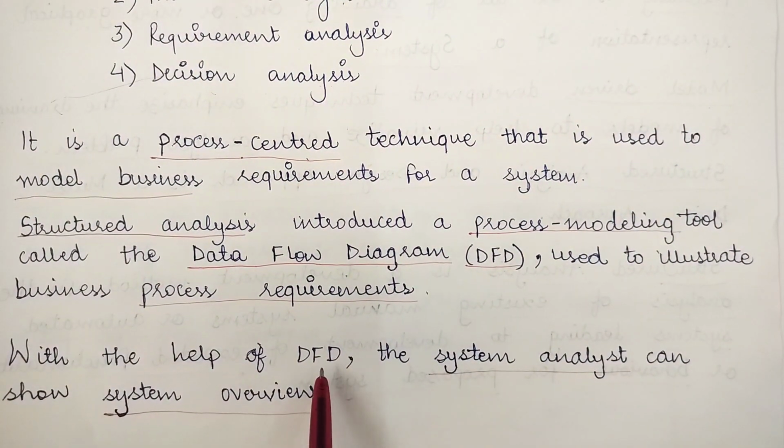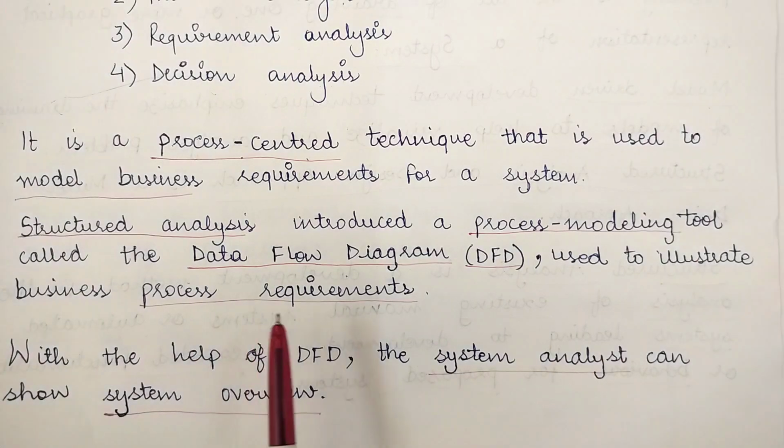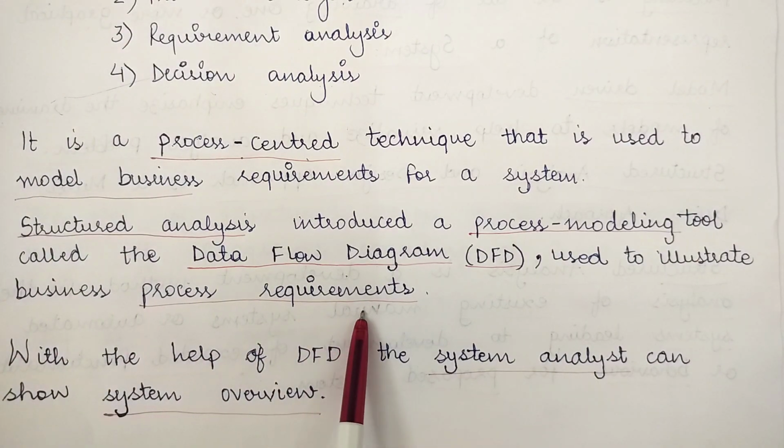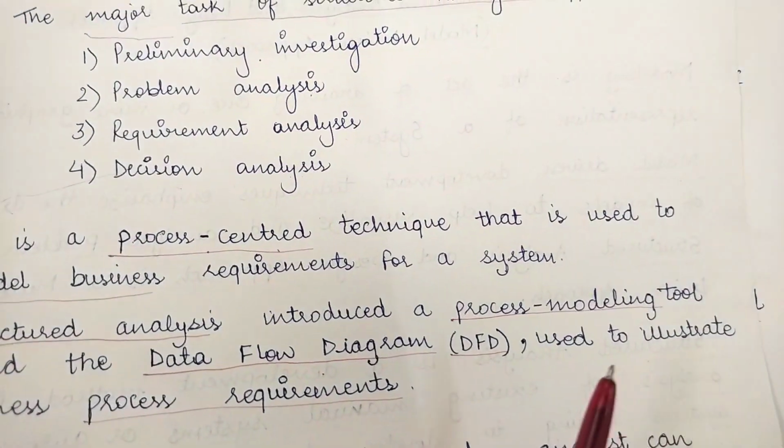With the help of the data flow diagrams or DFDs, the system analyst can show the system overview. When you can show the business process requirements, or in other words, when you can show the flow of data through the system, that means you can very well show the system overview. So that is why we say that with the help of DFD, the system analyst shows the system overview.